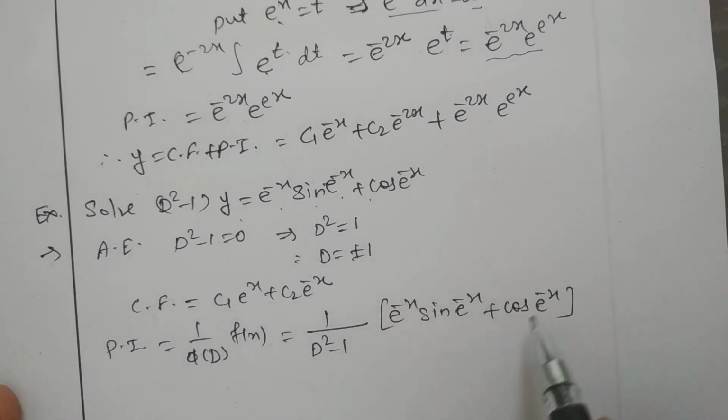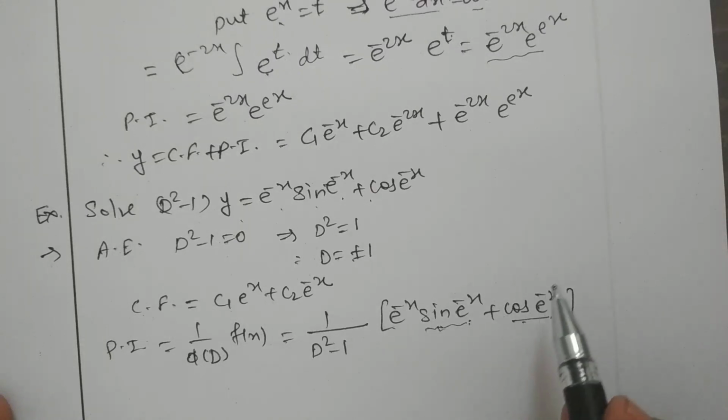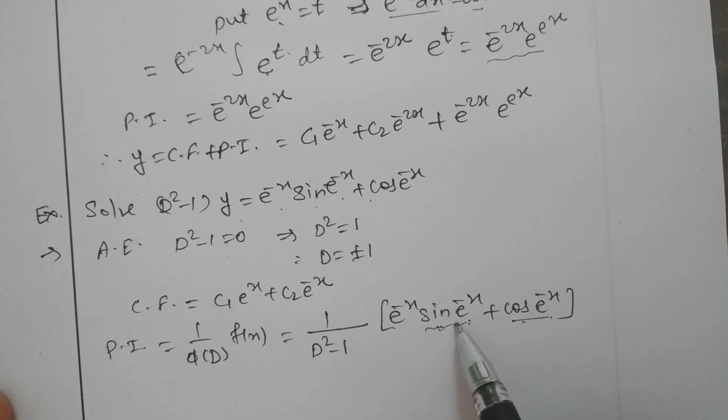Now again look at the term f of x. It is e raised to minus 6 sin of e raised to minus 6. So this term is problematic. We can't use the shortcut method here because of this term, sin of e raised to minus 6 and cos of e raised to minus 6. We have the formula for the shortcut method for sin of ax plus b or cos of ax plus b, but this is sin of e raised to minus 6. So we can't use the shortcut method. So we use the general method here.